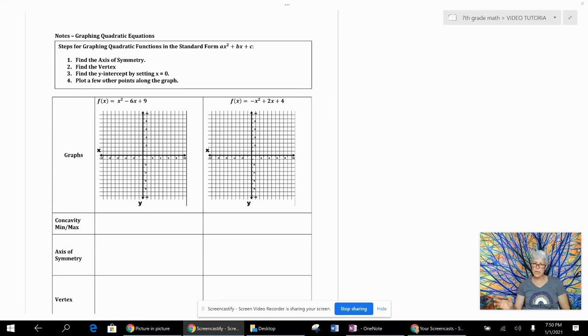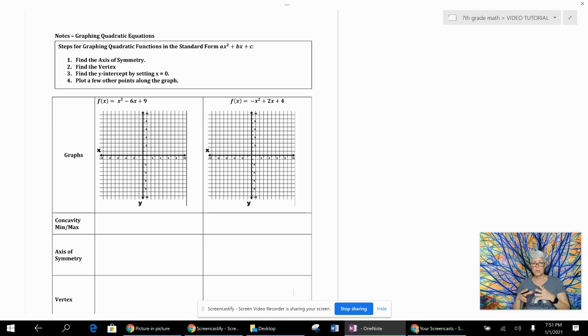Hey guys, today we continue our study of quadratic equations slash functions. If you look right here at the top of this note section, it says we're going to be able to find the axis of symmetry. We're going to find the vertex. We're going to find the y-intercepts by setting x to 0, and we're going to plot a few other points along the graph. Now here's the trick. There's no graph. We're going to have to actually graph this.